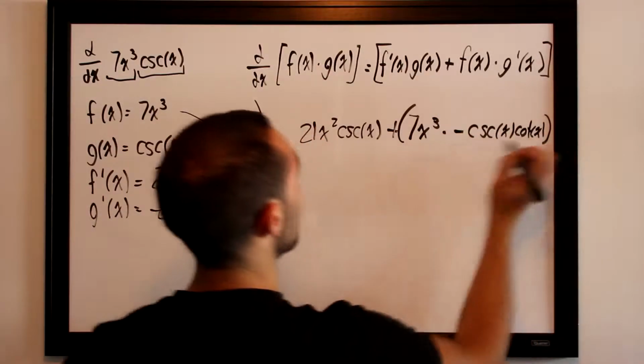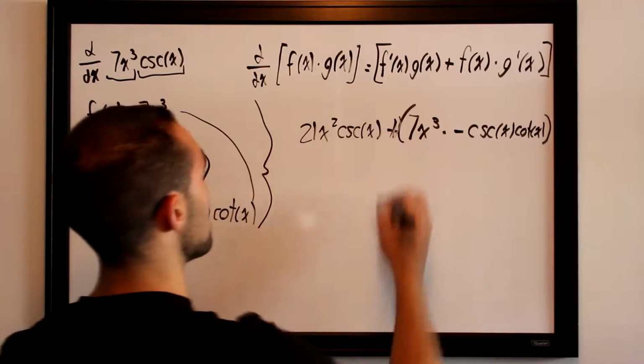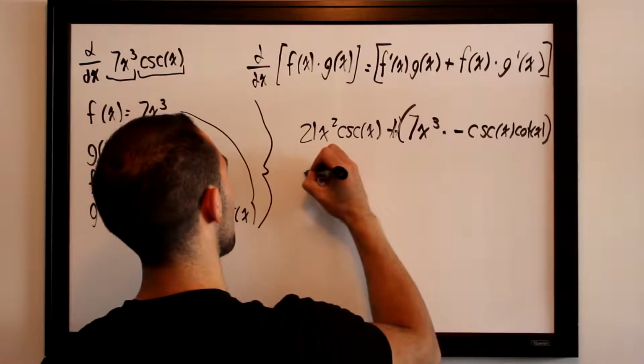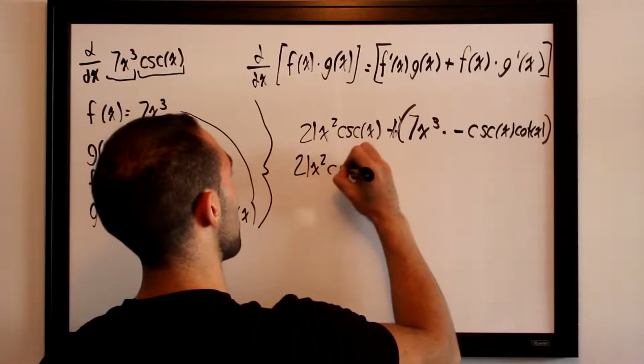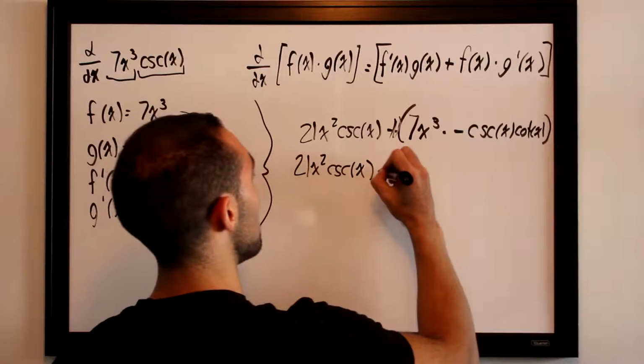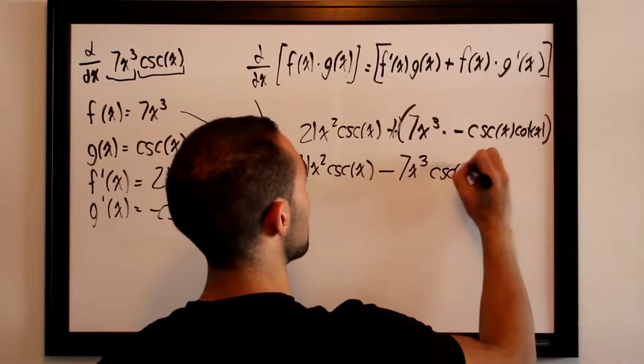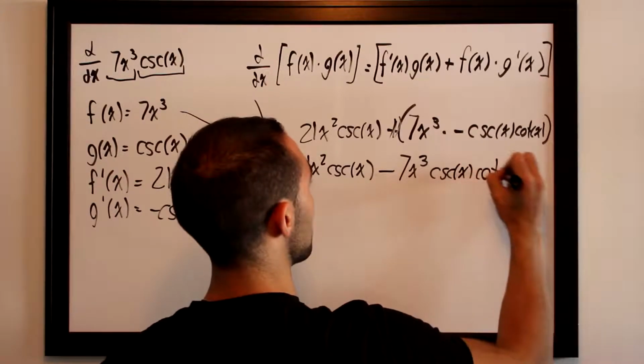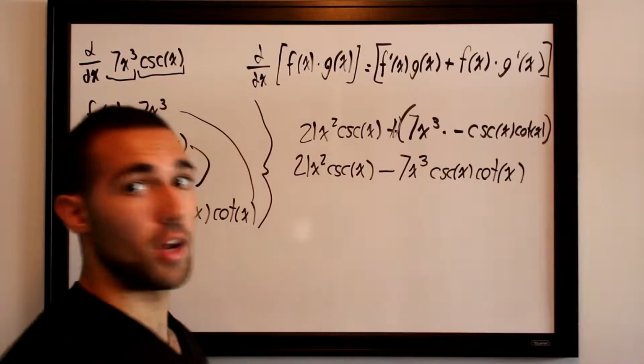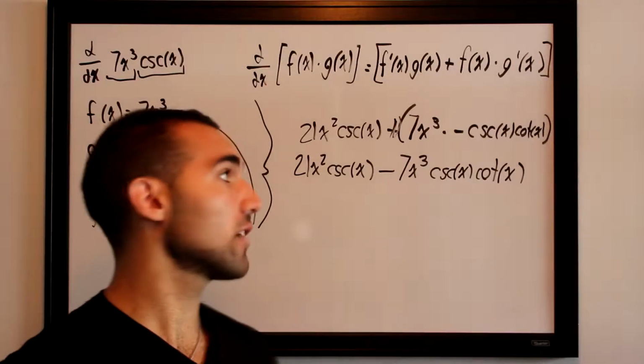Now we can pull the negative sign out and kill this positive right over here. So this will leave us with 21x squared cosecant of x minus 7x to the third cosecant of x cotangent of x. If you wanted to clean it up a little bit further, you can also do some factoring.